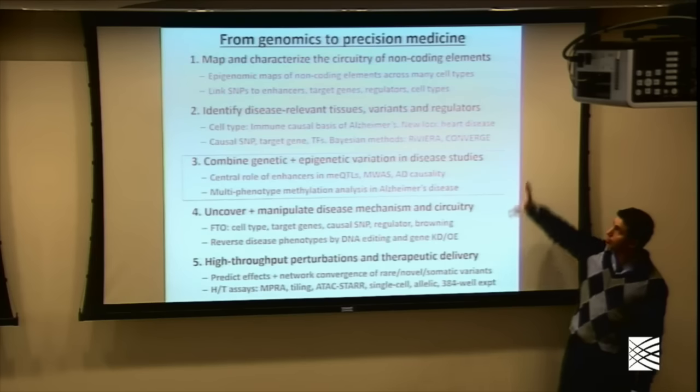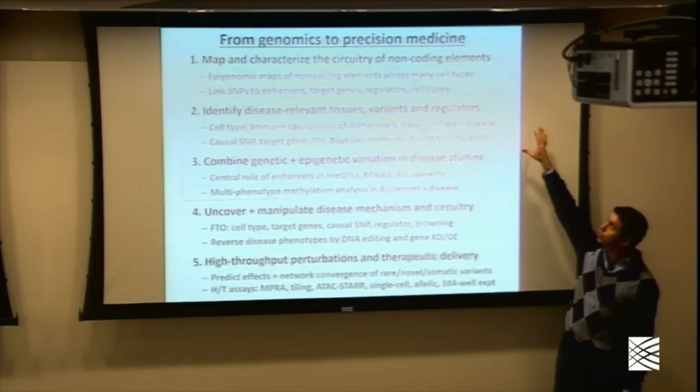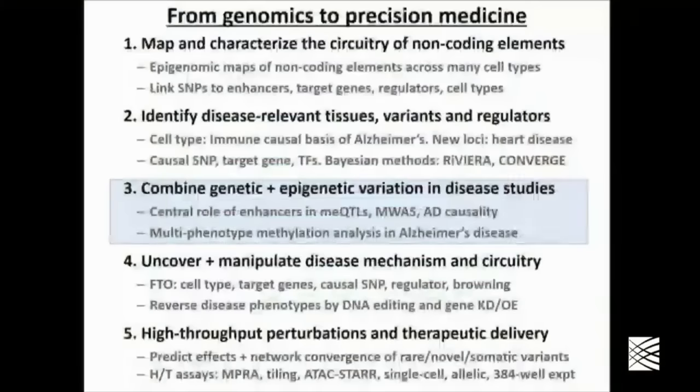So what have we talked about so far? We've basically mapped and characterized the circuitry of the encoding genome, and then we looked at enrichments to identify disease-relevant tissues, variants, and regulators. We basically built these Bayesian methods. I mentioned Riviera.